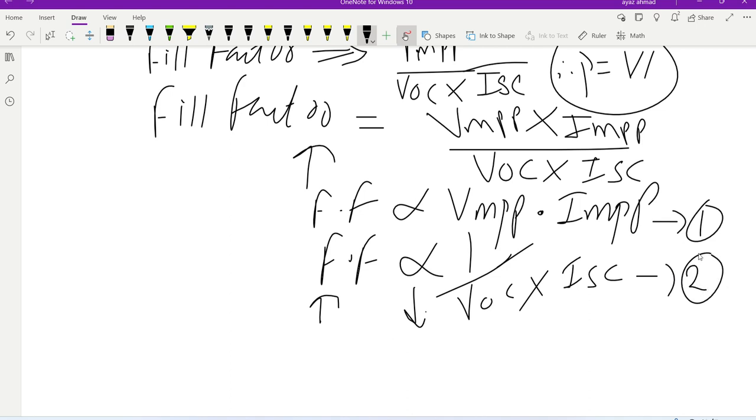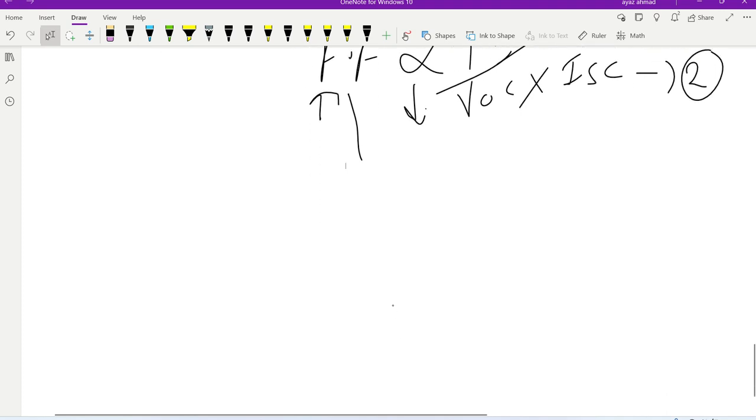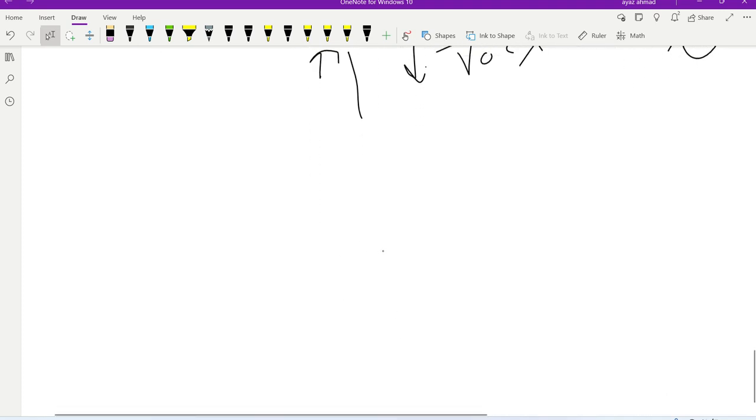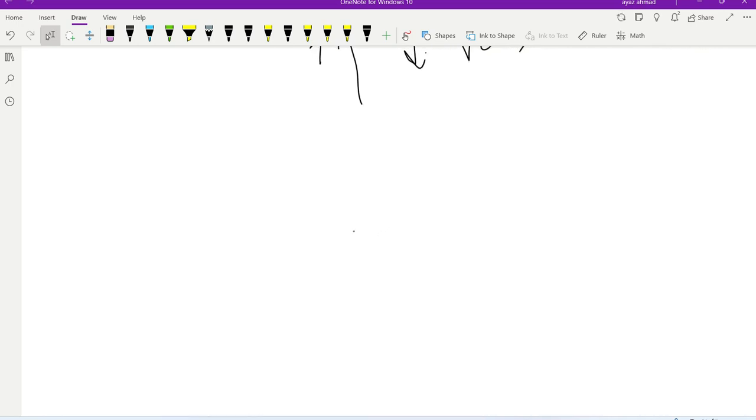Being an engineer, you should analyze the formulas. For example, I will solve a numerical. Now I will solve out a numerical. Here we have to find out VOC.